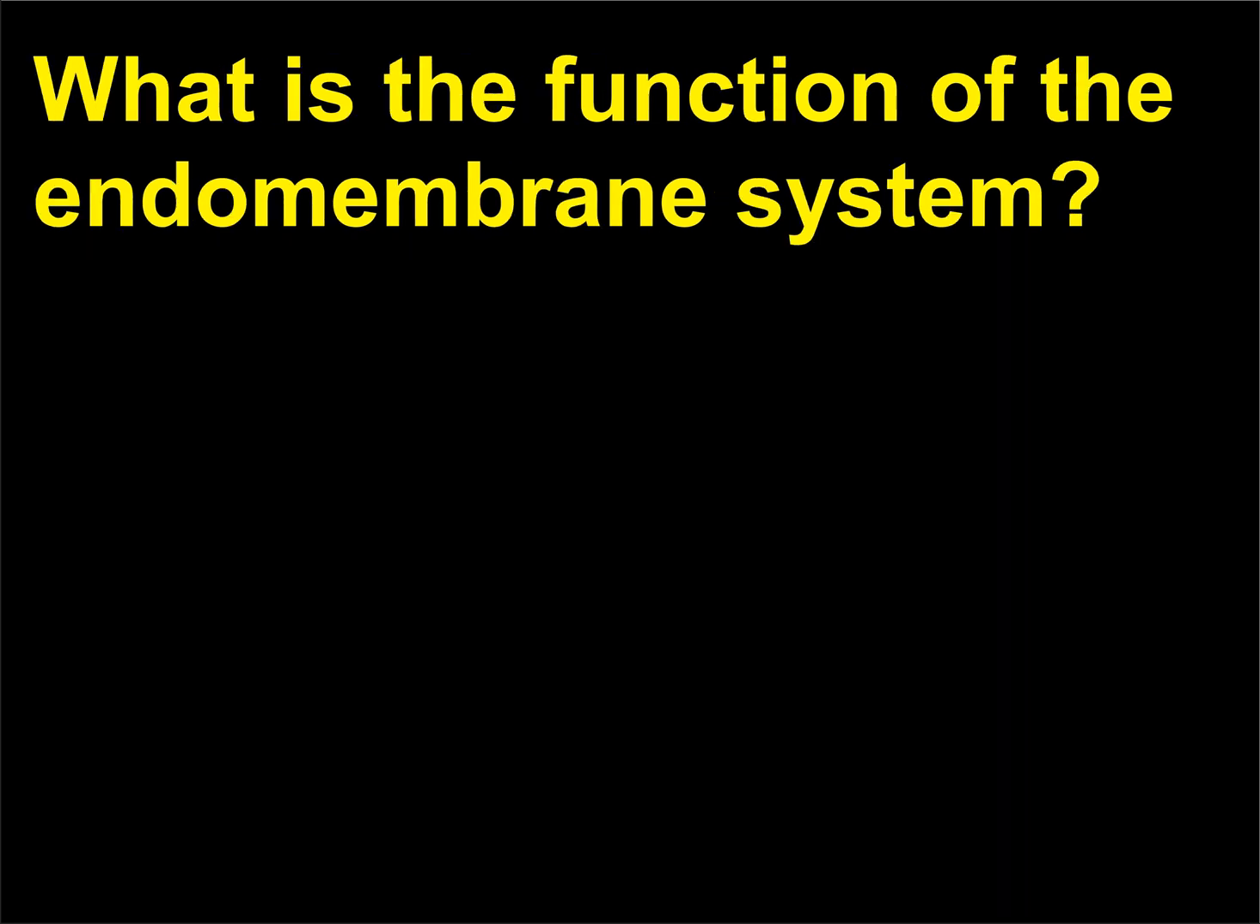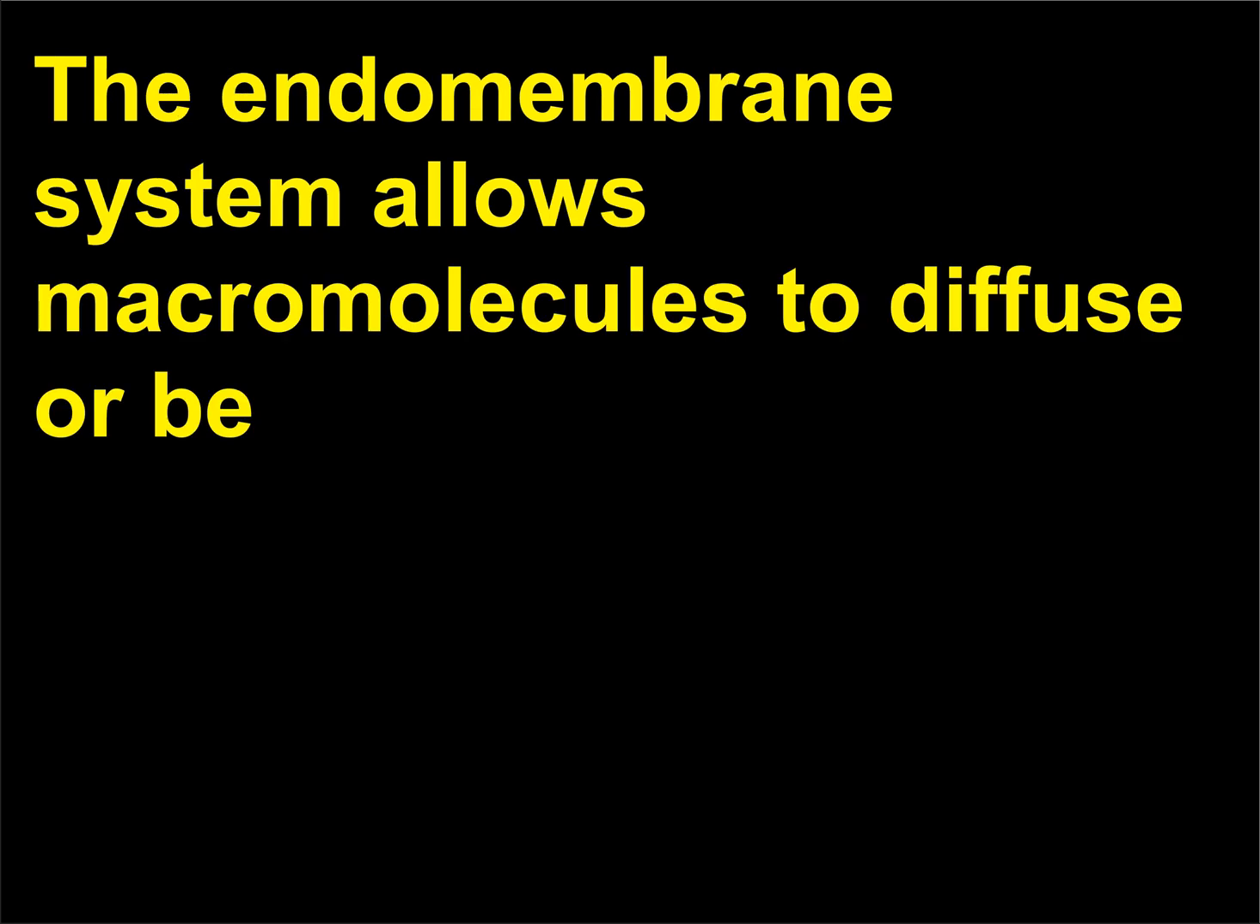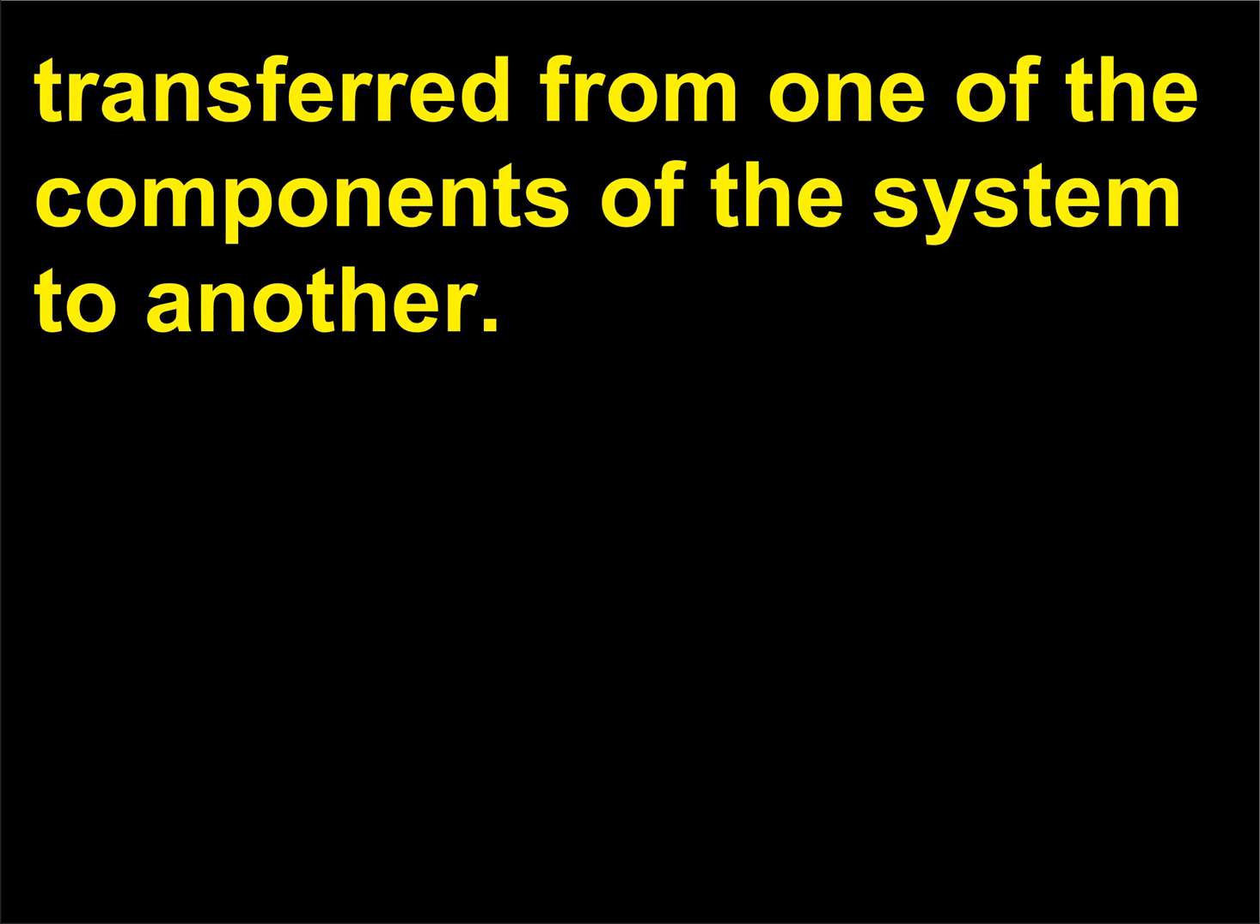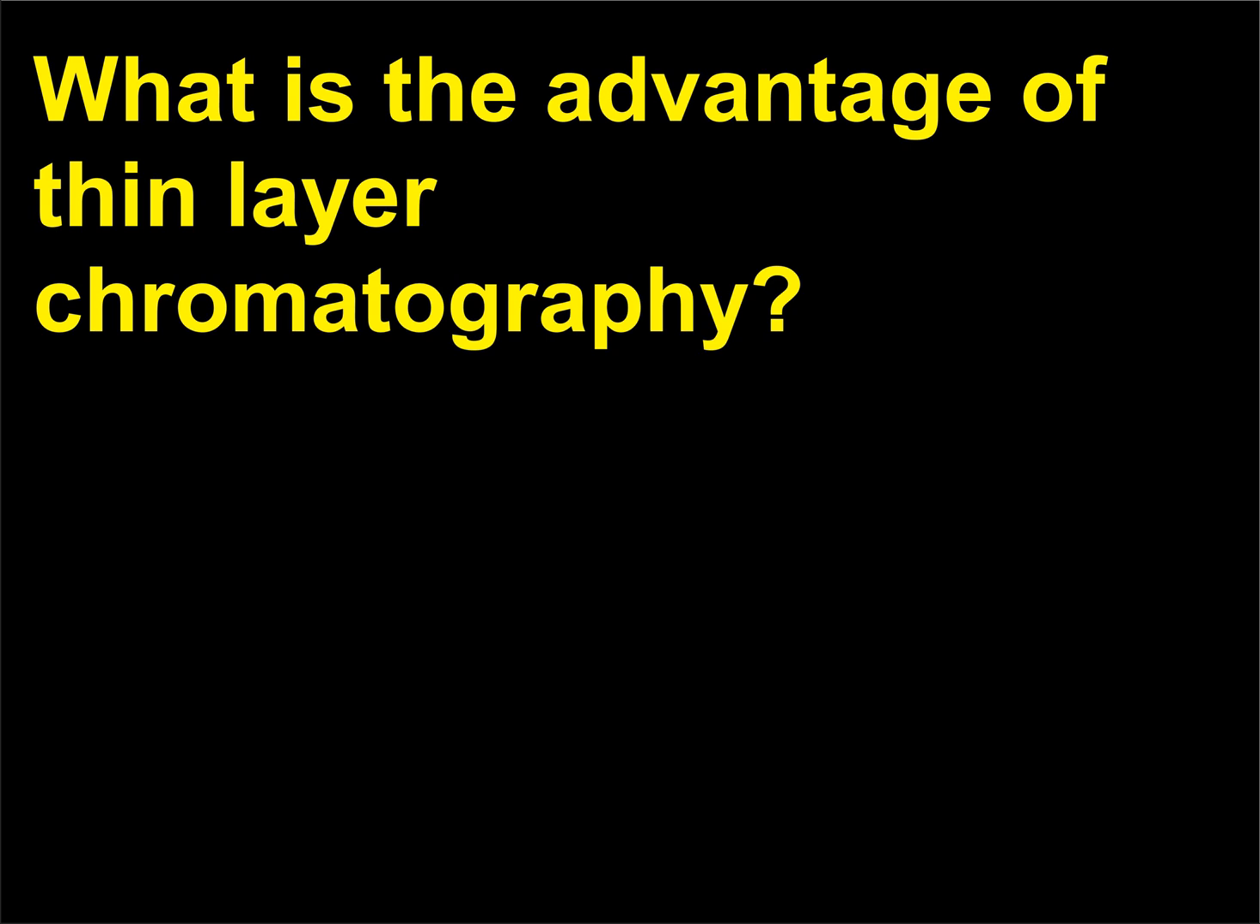What is the function of the endomembrane system? The endomembrane system allows macromolecules to diffuse or be transferred from one of the components of the system to another. What is the advantage of thin layer chromatography?